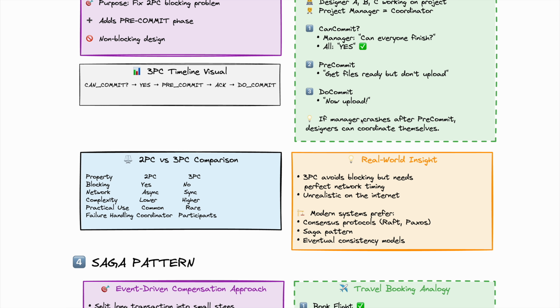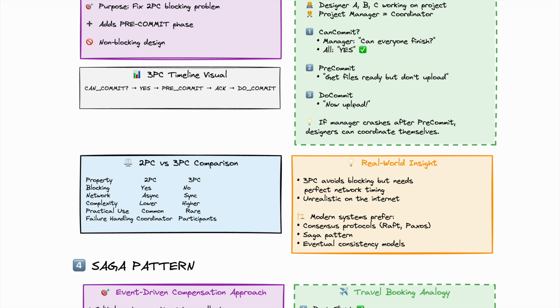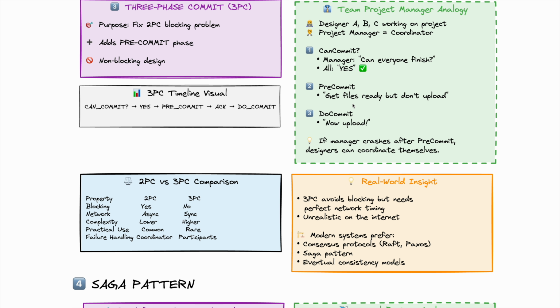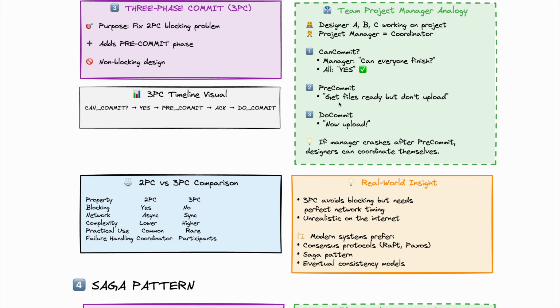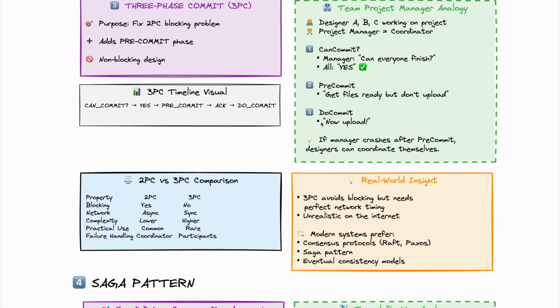But if the manager crashes after pre-commit, then in this case the designers can coordinate between themselves. Which means that in our case, after the second phase we receive yes from all of the participants, and even if the coordinator crashes at this stage, as we have seen in the earlier one, the participants can coordinate between themselves in order to commit the transaction.